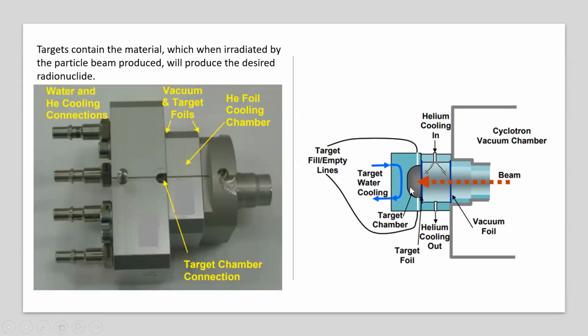After finishing the bombardment, this amount of liquid will be transferred to the chemistry module, and the labeling will happen. Then they will send it to the dispensing unit, where dispensing will take place, and the end product will be in our hand for the patient.